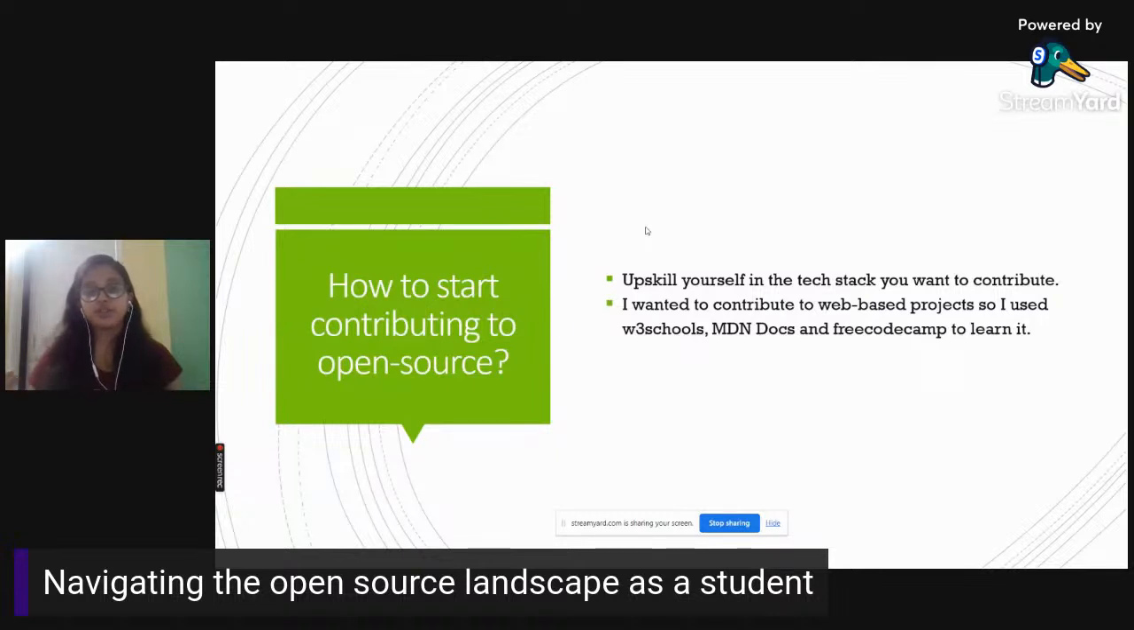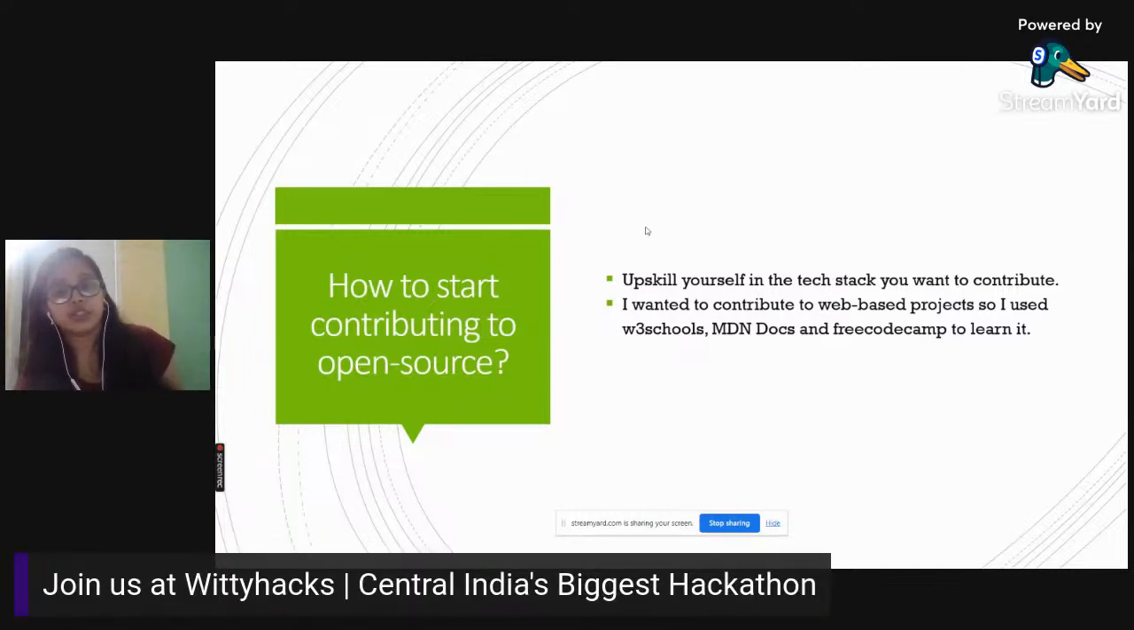Make sure that you spend at least 2 weeks, I would say, in understanding the basics of the tech stack in which you want to contribute, and then start contributing. It will help in getting a direction and not getting lost in those big repositories. So make sure that you get familiar with the basics of the tech stack before starting to contribute.